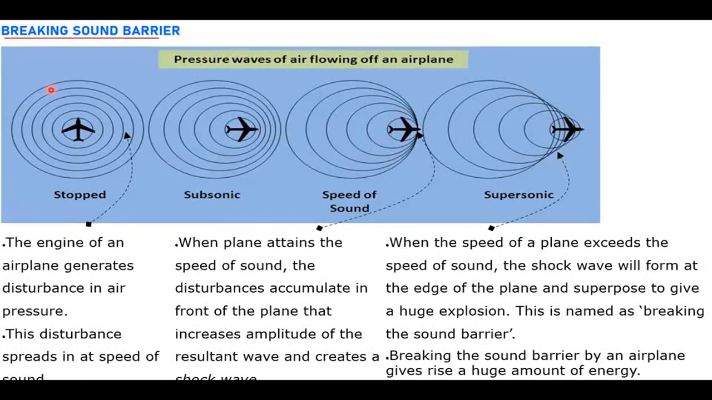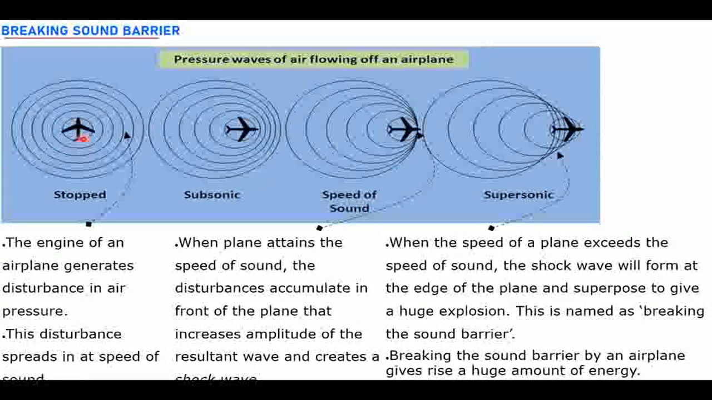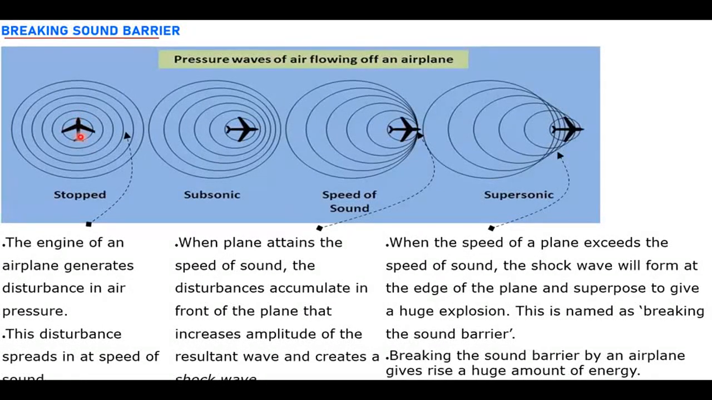So this is an airplane which is running but not moving. As you see, sound is produced and then propagates in all directions on these circles. The separation between the wavefronts is the same in all directions, so the wavelength is the same in all directions.